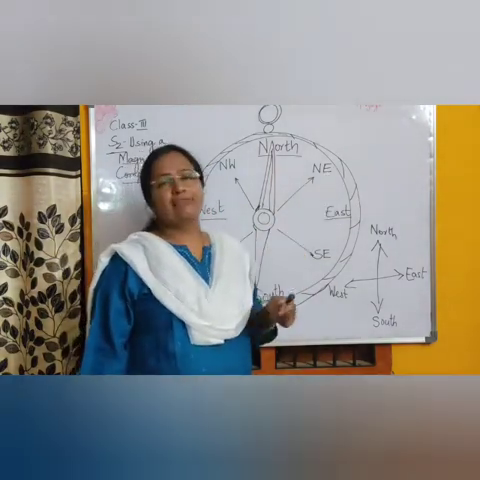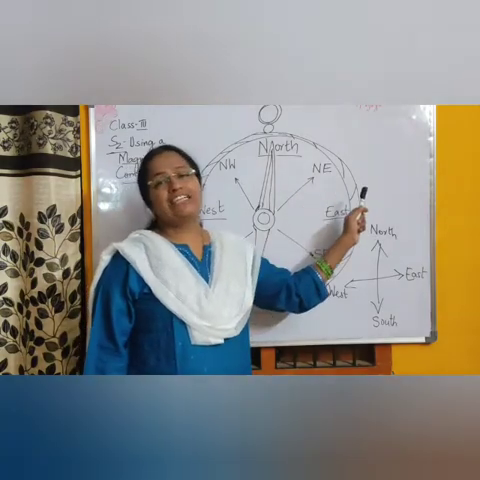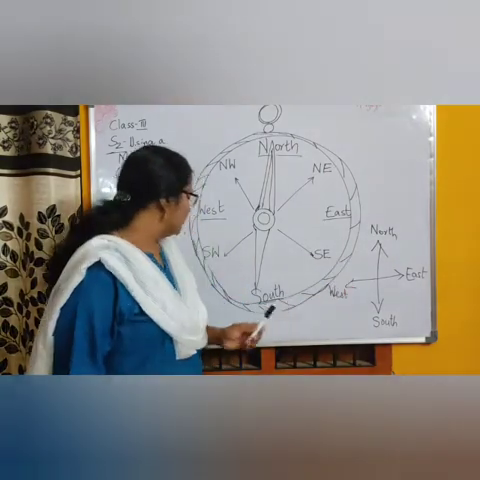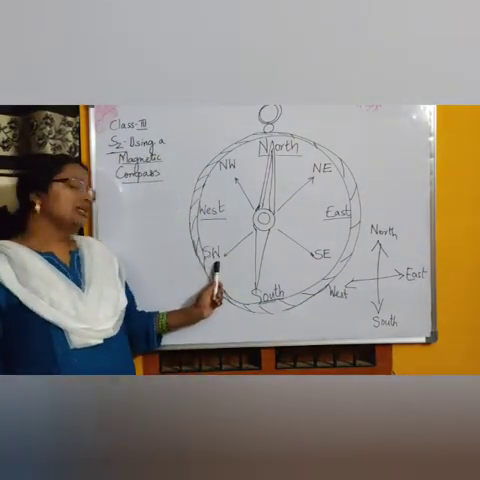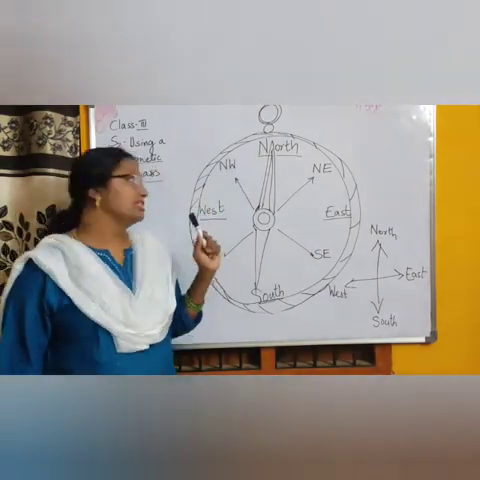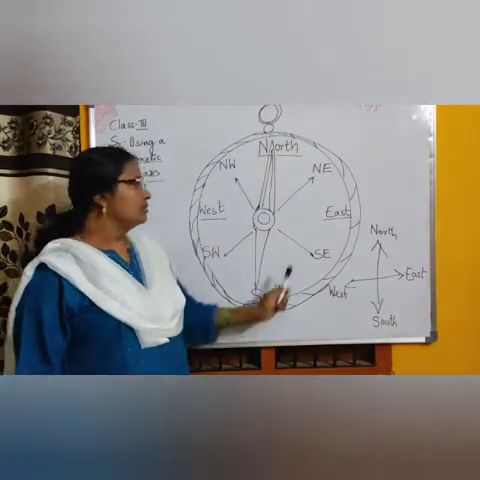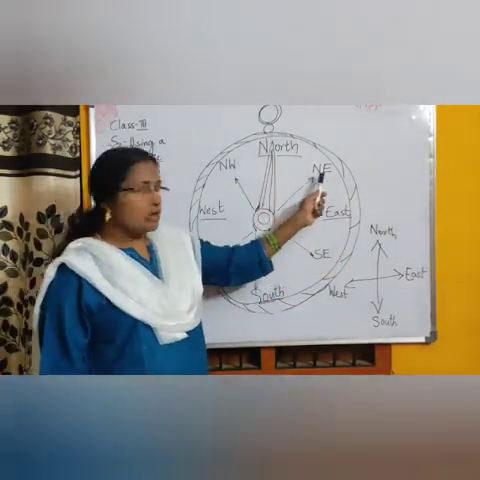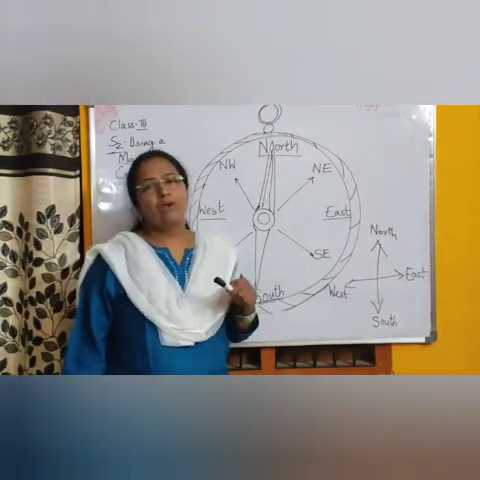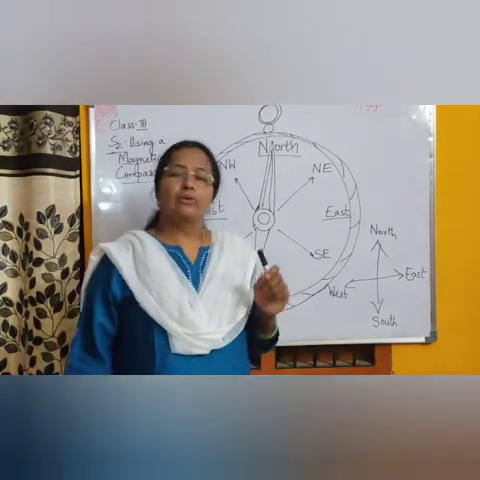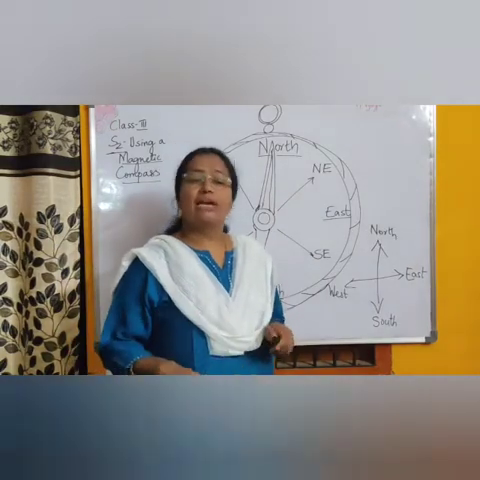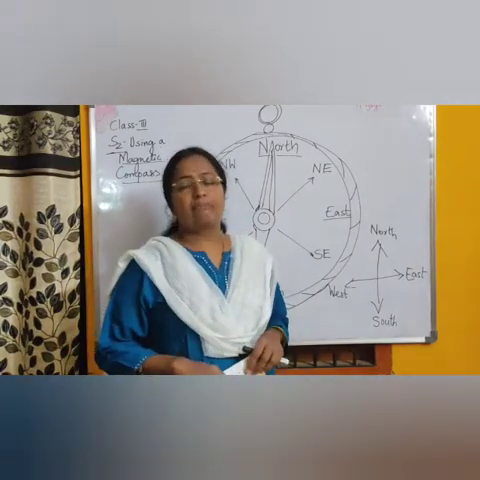So NE stands for, N stands for north and E stands for east. S stands for south and E stands for east. S stands for south and W stands for west. N stands for north and W stands for west. So north, south, east, west, northeast, southeast, southwest and northwest. Hope you have understood this part. So your homework is to finish page number 42 S3, and also there is a practice question number 6.